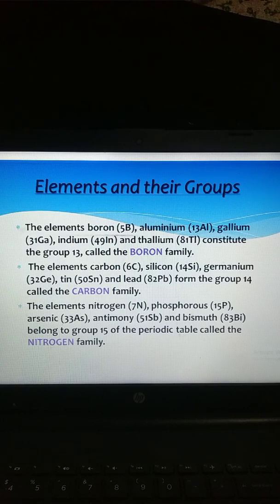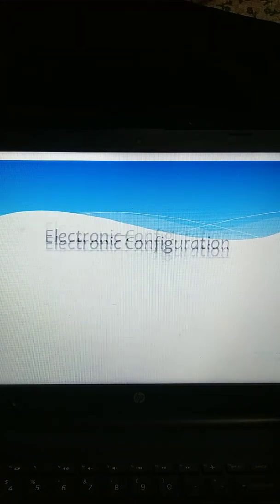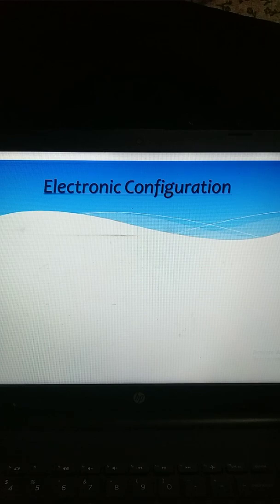Next comes group 15, which is called the nitrogen family, since the element nitrogen is present in group 15. It consists of nitrogen, phosphorus, arsenic, antimony and bismuth. So these are the elements and these are their groups. Group 13 is called the boron family, group 14 is called the carbon family and group 15 is called the nitrogen family.